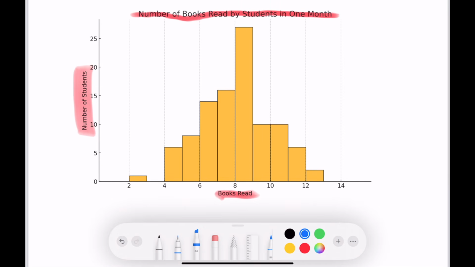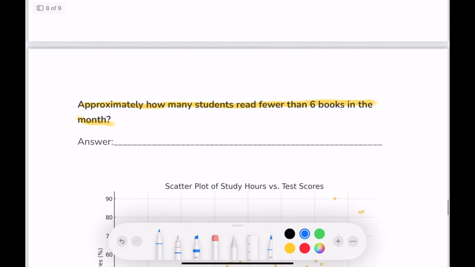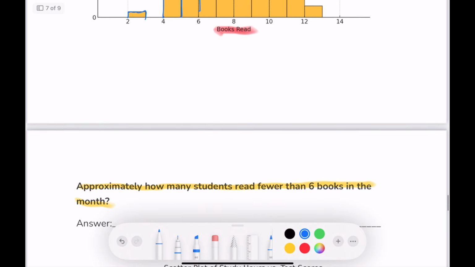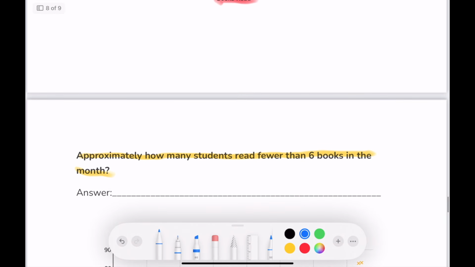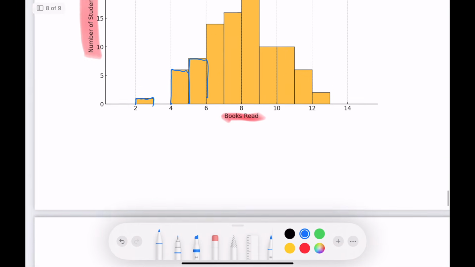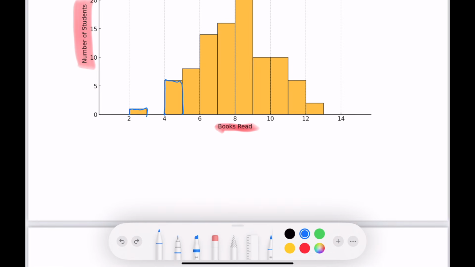I just want to figure this out. This whole thing is 2 books read, this whole thing is 4 books read, this whole thing is 6 books read. And they're asking for less than 6 books? Fewer than 6 books, so it doesn't include 6 books, which means it's just this and this.